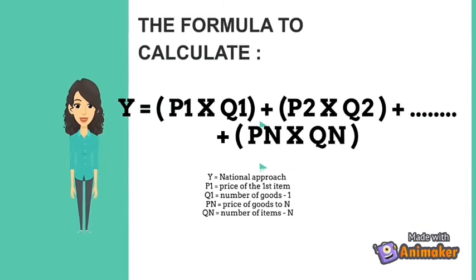Formula: Y equals P1xQ1 plus P2xQ2 plus PNxQN. Y equals national income by the production approach. P1 equals price of the first item. Q1 equals number of goods 1. PN equals price of goods N. QN equals number of items N.